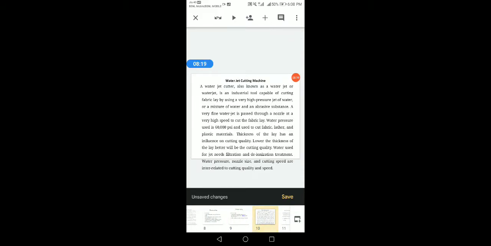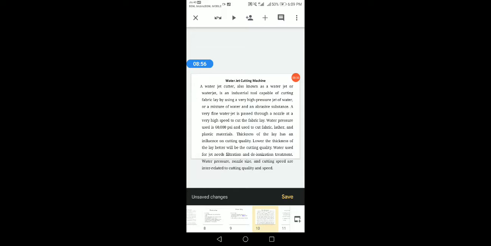Water jet cutting machine. The water jet cutter is also known as a water jet. A water jet is an industrial tool capable of cutting fabric by using a very high pressure jet of water or a mixture of water and an abrasive substance. A very fine water jet is passed through a nozzle at a very high speed to cut the fabric. Water pressure of 60,000 psi is used to cut fabric, leather and plastic materials.